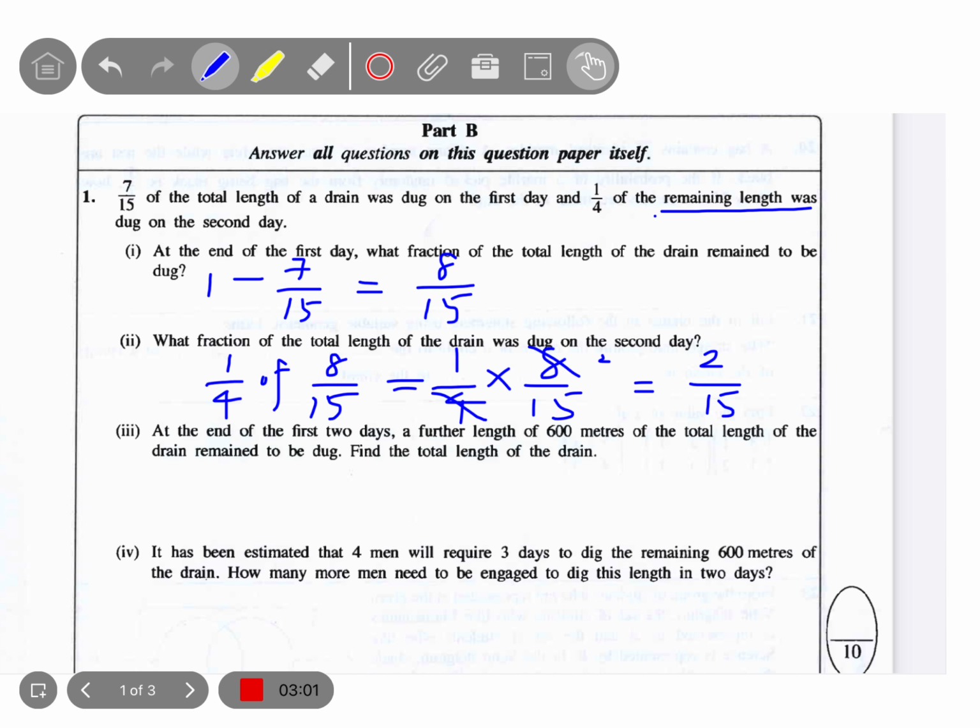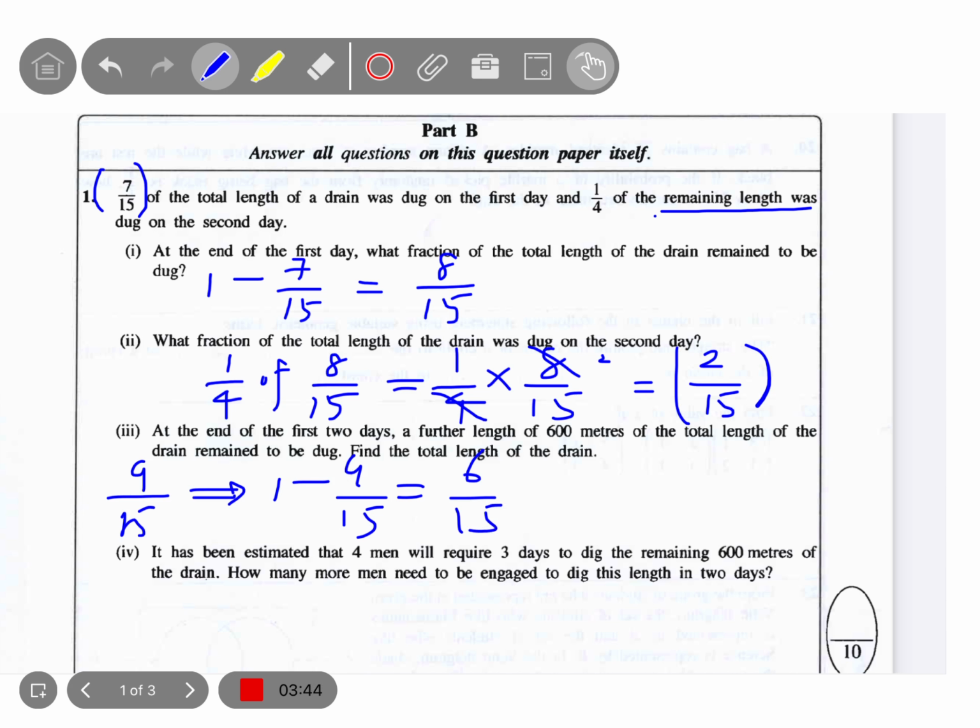Then the third question: at the end of the first 2 days, a further length of 600 meters of the total length of the drain remained to be dug. Find the total length. So now we know on the first day 7/15 is dug. On the second day we just derived 2/15 is dug. So by the end of the second day, what's the fraction dug out? 9/15, so you can write it down here. So what's remaining then? 1 minus 9/15, so 6/15 is remaining.